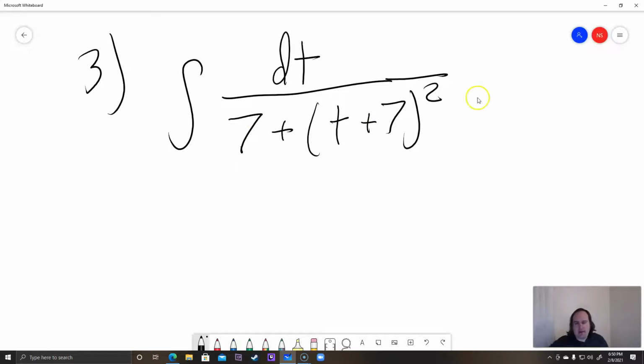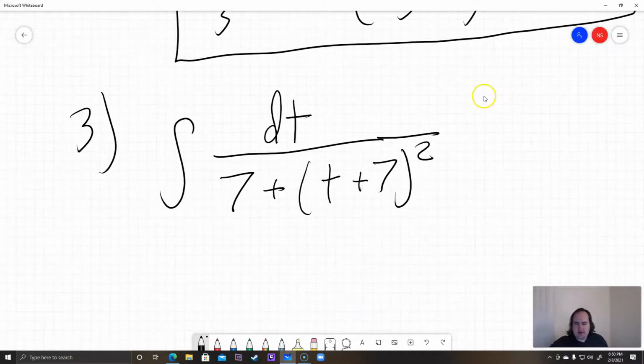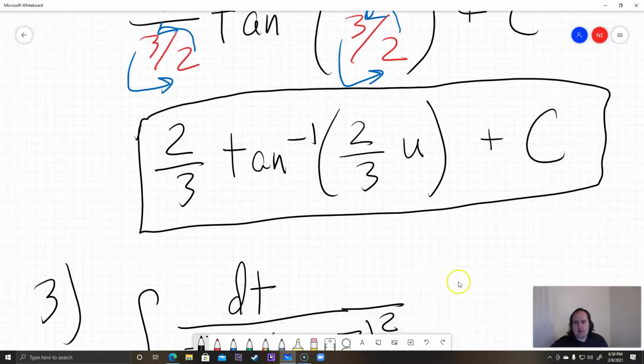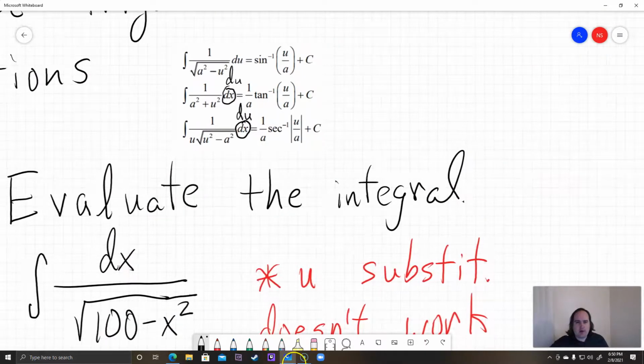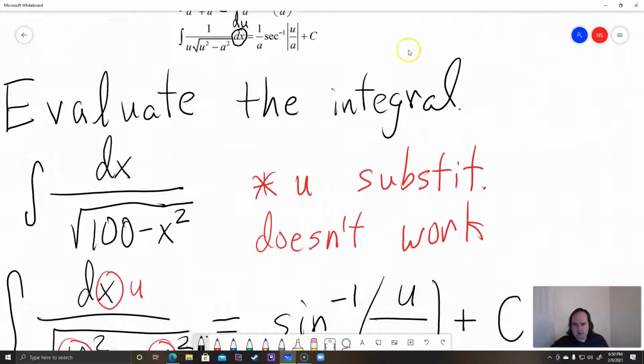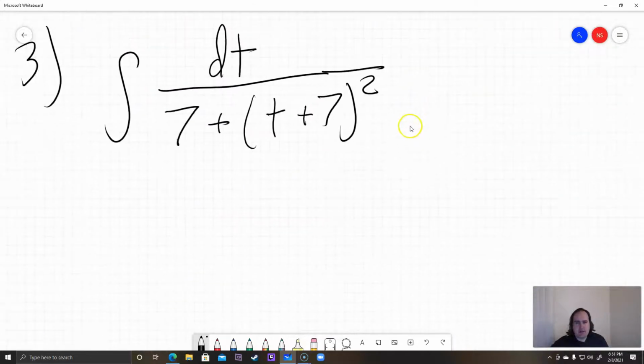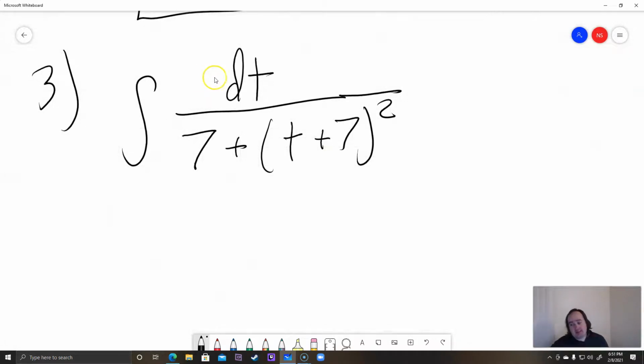Now looking at the format here, this is already almost in the format that we need. The only thing that's strange is we have this t plus 7 quantity squared here. It actually has 2 terms instead of 1, but that's going to work out okay. So it's already in the form, the integral of 1 over a squared plus u squared. So we just need to figure out what du is. And remember, in this problem, the original variable is t, but here we're actually going to be doing a u substitution of sorts.